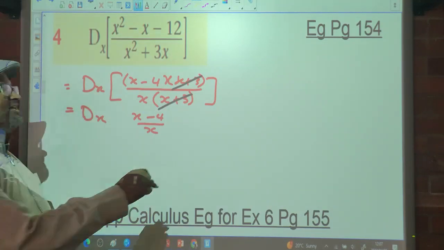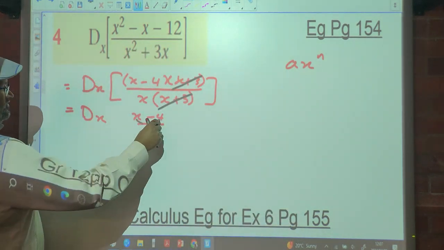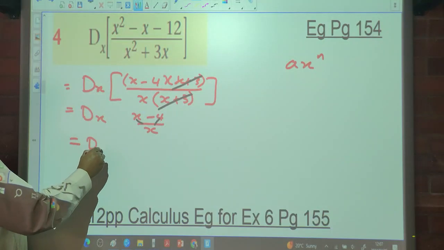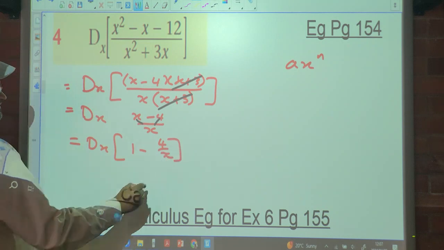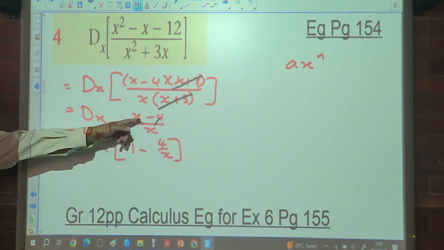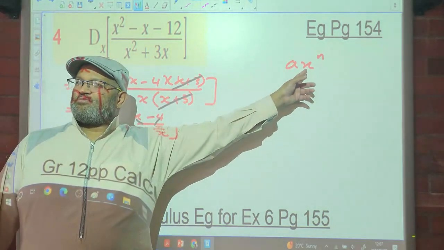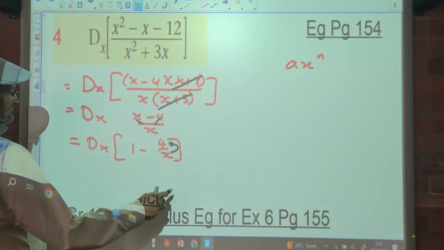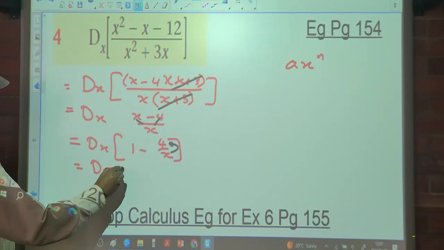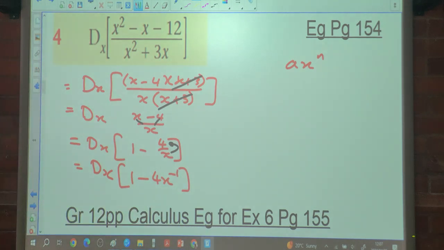Now is that in the form of ax to the exponent n? No. So what I do is I take each one over its own. In other words, it's going to be d of x over x, which is 1 minus 4 over x. Can you see that? X over x is 1. Now, is that 4 over x in the form of ax to the exponent n? No. So what must I do? Bring the x up. So what do I have now? You have x of 1 minus 4x to the minus 1. Can you apply the derivative now?